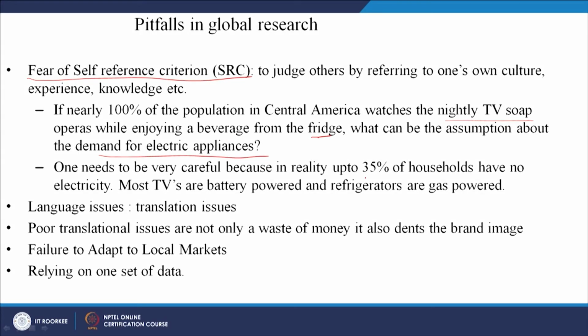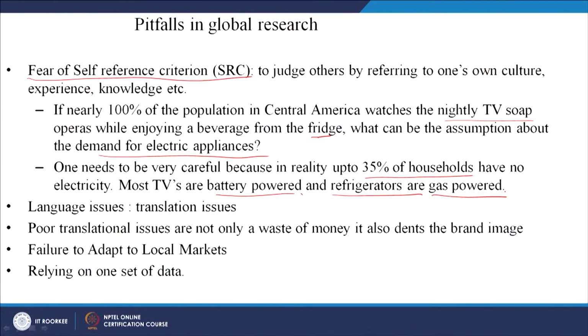Now, one needs to be very careful, because in reality up to 35% of the households in Central America have no electricity, and most TVs are battery powered and refrigerators are gas powered. So, you tell me, in such a condition, if a company does not have the ability to manufacture battery operated and gas powered appliances, how could it sell the product? Just looking at a statement or a case, one should not jump to a conclusion. Self reference criteria is exactly this. One should not extrapolate one's own thinking and try to see the future; that is wrong.